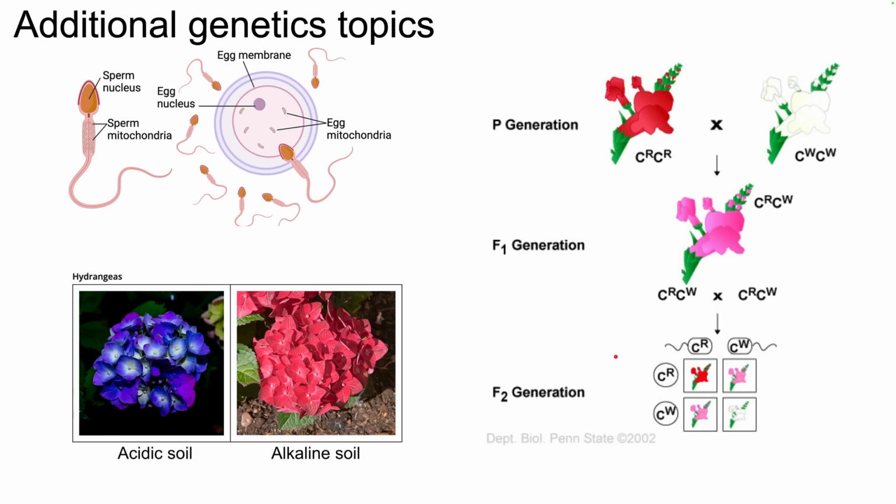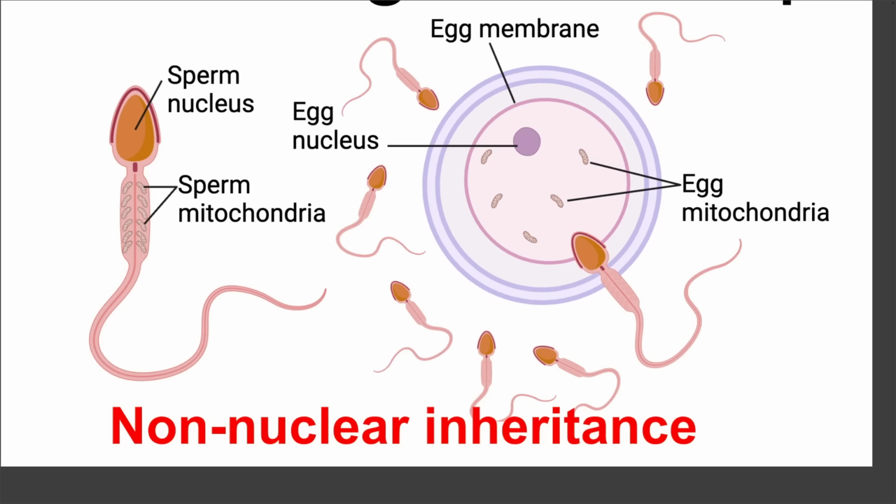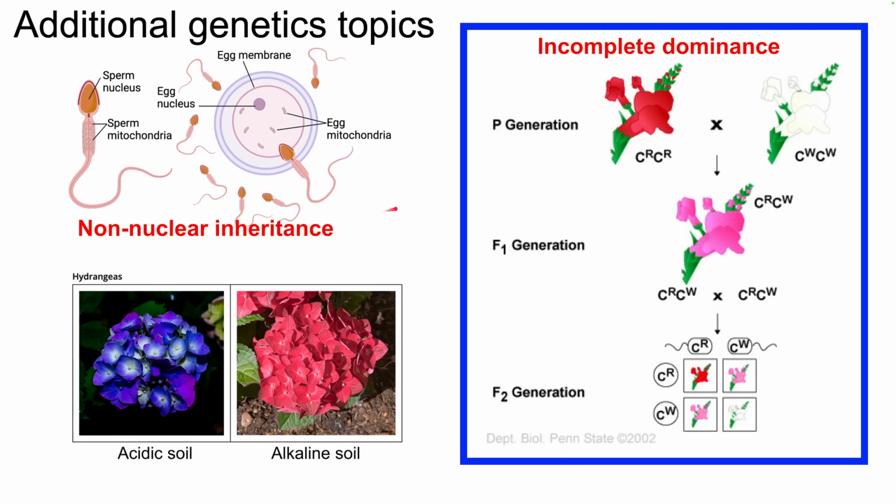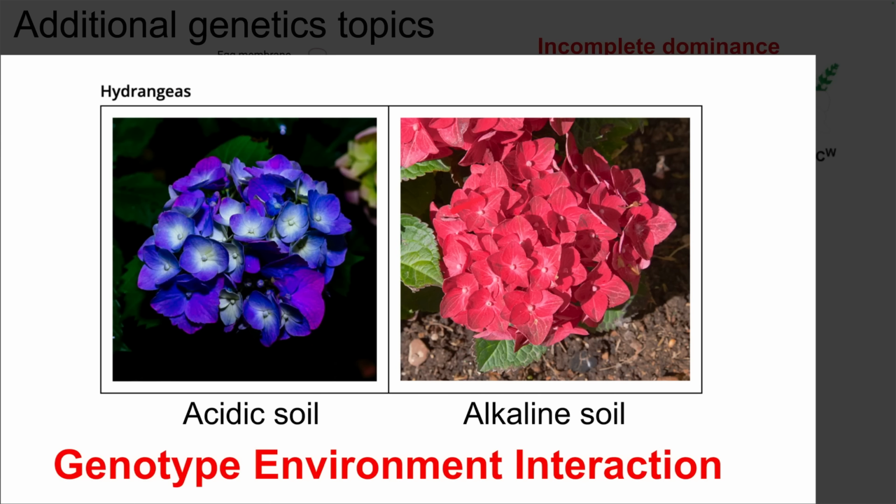Here are some additional genetic topics. There's non-nuclear inheritance, which are genes that are on mitochondria, not on one of the chromosomes in the nucleus. There's incomplete dominance, where there's a blending effect between the two alleles. And there's genotype-environment interaction, where it's the environment that determines the phenotype much more than the genes.